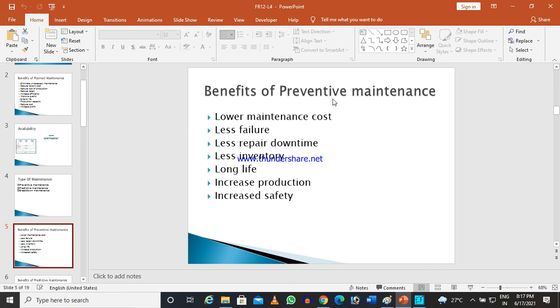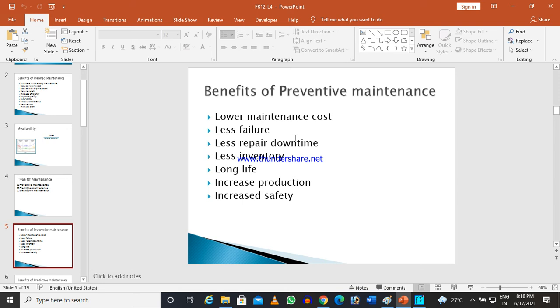So what is the benefit of preventive maintenance? Rather than waiting until breakdown, if you do preventive maintenance periodically, lower cost will be there, failure will be less, there will be less downtime, and less repair.